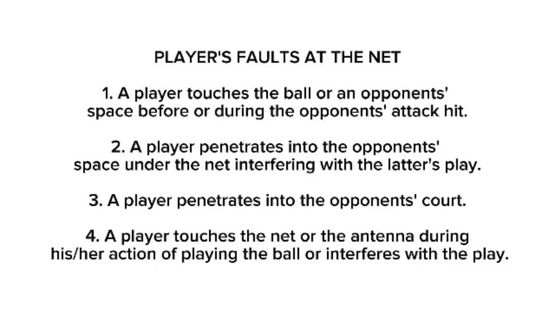If the ball hits the net and then touches an opponent, no fault is committed. Last is player's fault at the net. Number 1, a player touches the ball or an opponent's space before or during the opponent's attack hit. Number 2, a player penetrates into the opponent's space under the net, interfering with the latter's play. Number 3, a player penetrates into the opponent's court. Number 4, a player touches the net or the antenna during his or her action of playing the ball or interferes with the play.